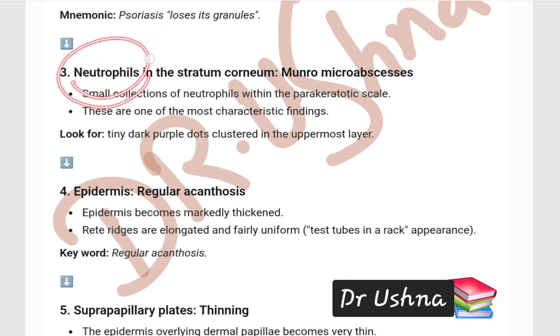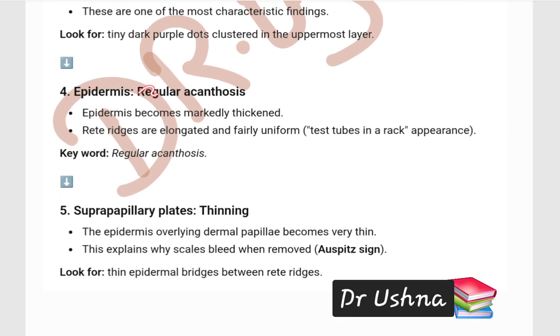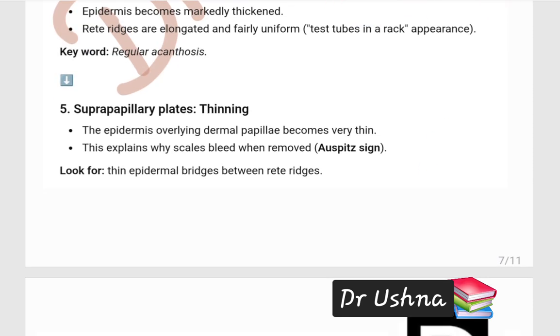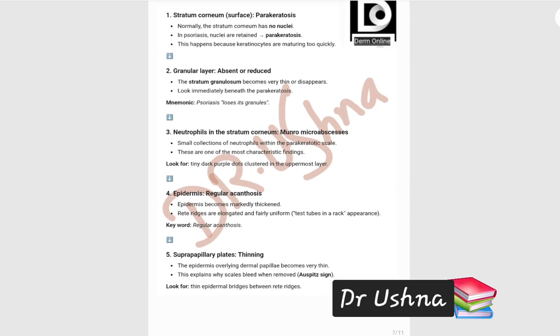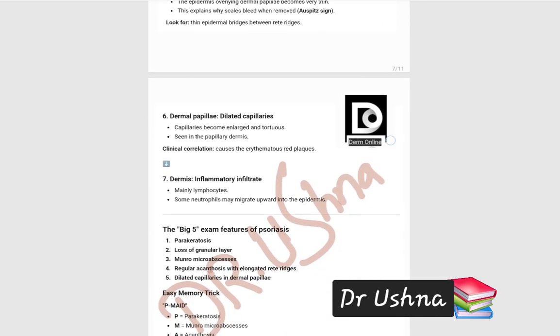Then you are having collection of the neutrophils. In the stratum corneum, there are Munro microabscesses, and in the spinosum, the same collection is your spongiform pustule of Kogoj. Then you have a very regular acanthosis in the form of club-shaped rete ridges, or you can say a test tubes in a rack appearance, like you have put the test tubes in a rack. So this is regular acanthosis. And then a very important part which you see clinically, Auspitz sign, is seen histologically as suprapapillary thinning. So these are all very important features of psoriasis histology.